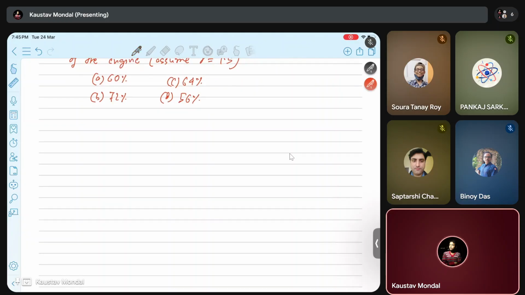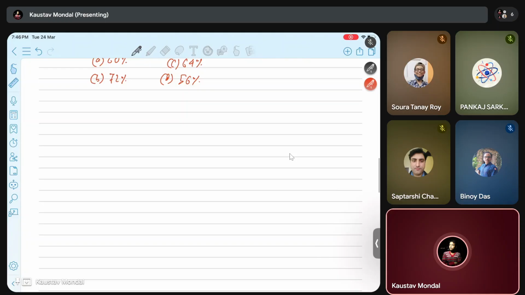Okay. So we know the formula. It's just putting the values in the formula. So eta is basically 1 minus, for the case of a diesel engine, 1 by R to the power gamma minus 1, into rho to the power gamma minus 1, over gamma into rho minus 1. Okay. This is the efficiency we know.